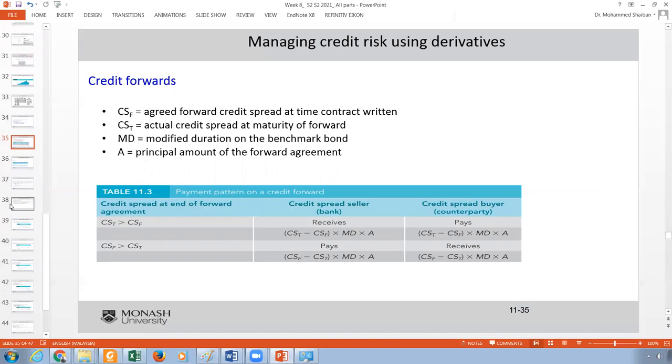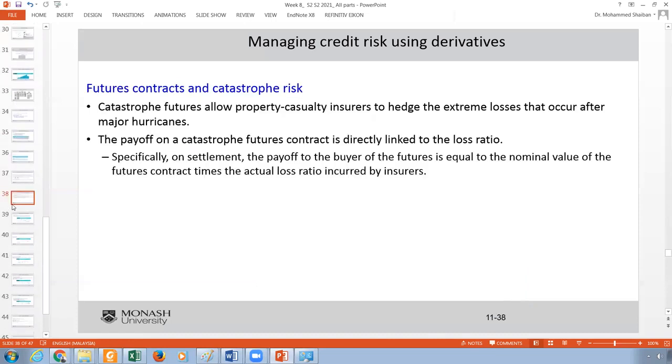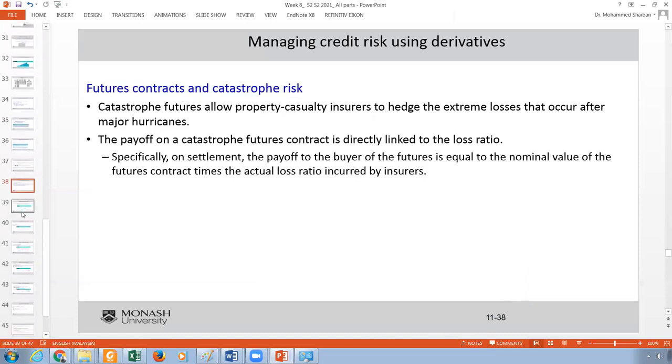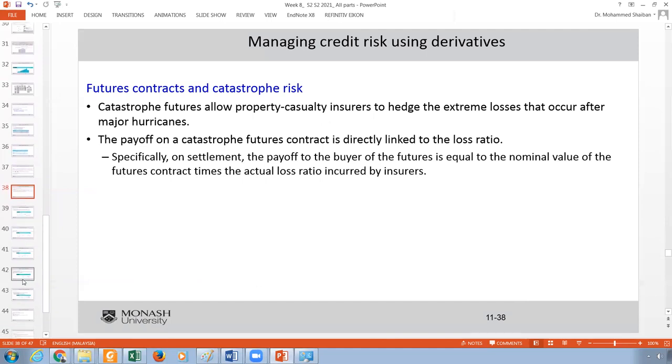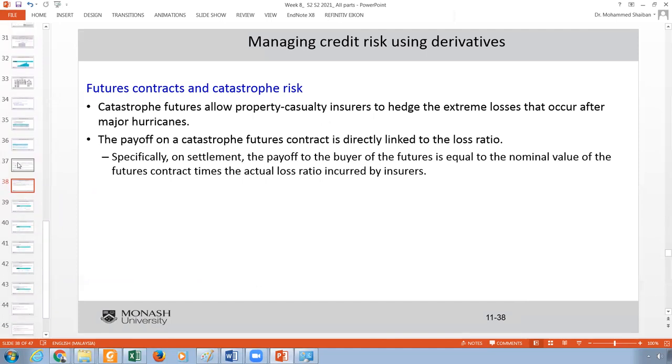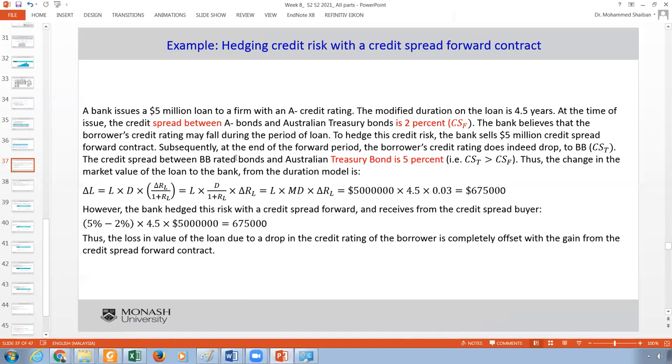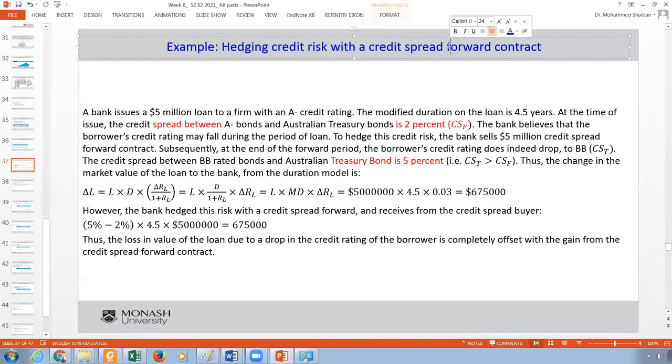I think I have a problem here of this credit forward swaps, credit forward contract. Look at this example. This is hedging credit risk with credit spread forward contracts. These are forward contracts. And please understand the difference between forward contracts and options. I think you know it by now. But a forward contract is a contract between two parties.